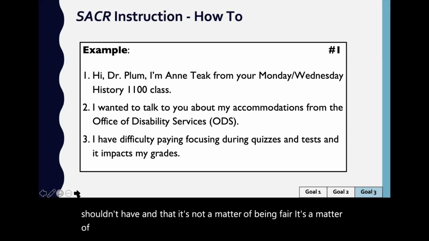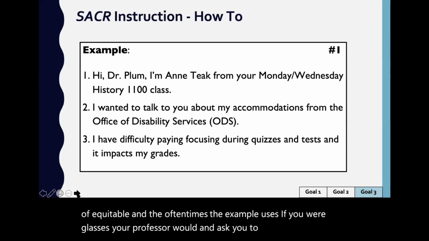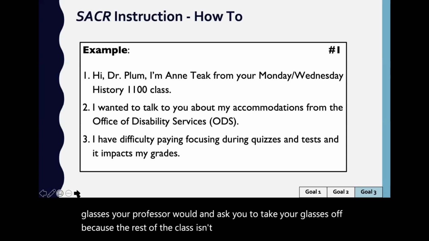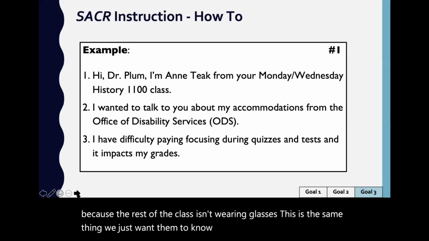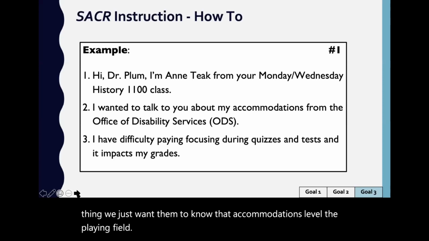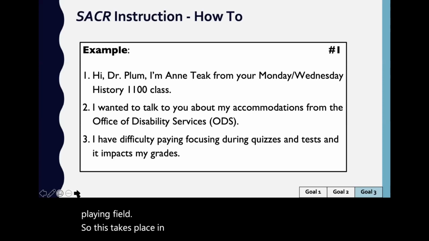And oftentimes the example I'll use is, if you wore glasses, your professor wouldn't ask you to take your glasses off because the rest of the class isn't wearing glasses. This is the same thing. We just want them to know that accommodations level the playing field. So this takes place in a dialogue back and forth.